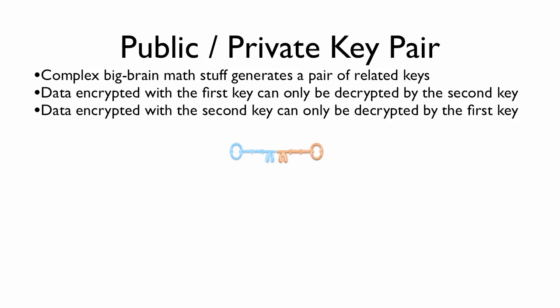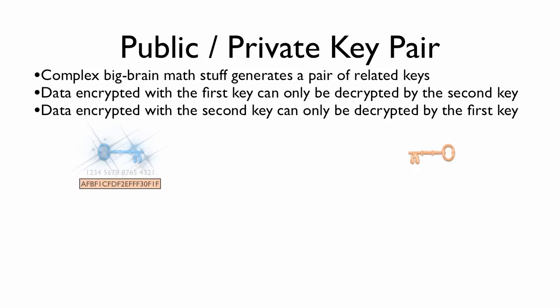We have a blue key and we have an orange key. We send those to their respective corners, and we have some data that comes in. We're going to make this the credit card number. We're going to use our blue key to encrypt this credit card, and we come up with an encrypted value that only the orange key can decrypt.